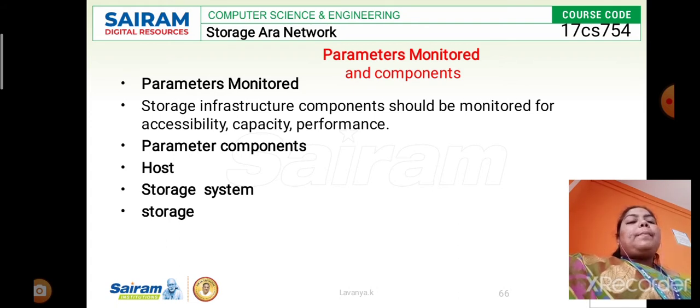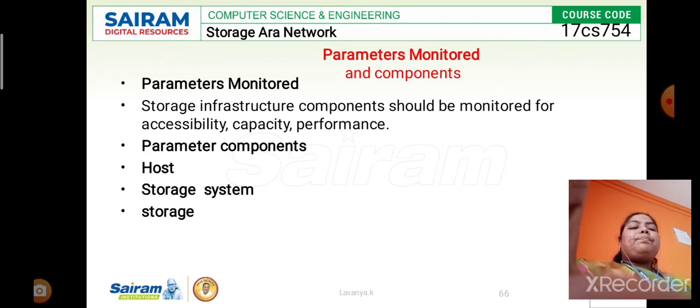Then capacity tells us about the amount of storage infrastructure resources, meaning how much capacity the storage infrastructure resources have. In total, how much capacity do the storage resources have to control all the information in the cloud environment? This is about capacity.